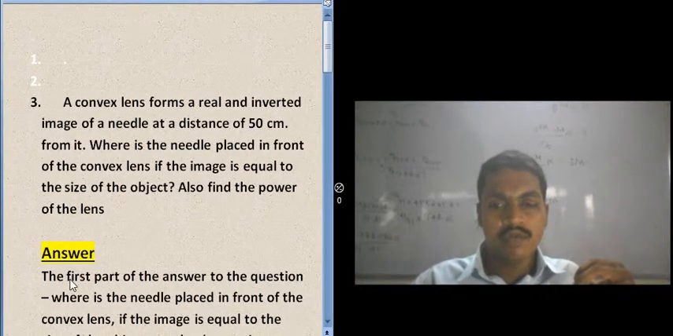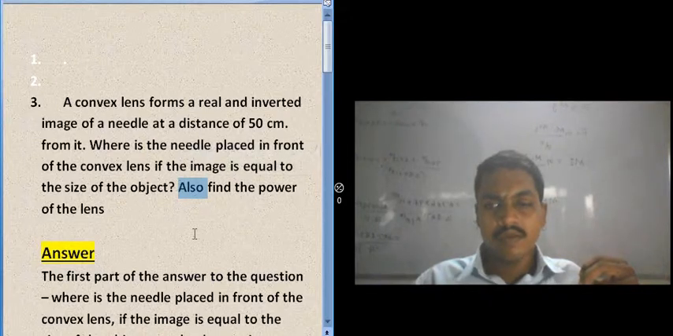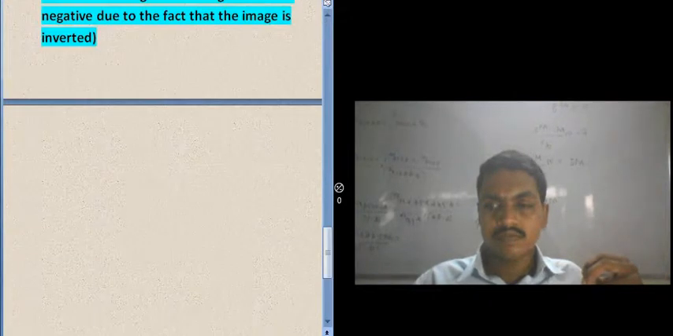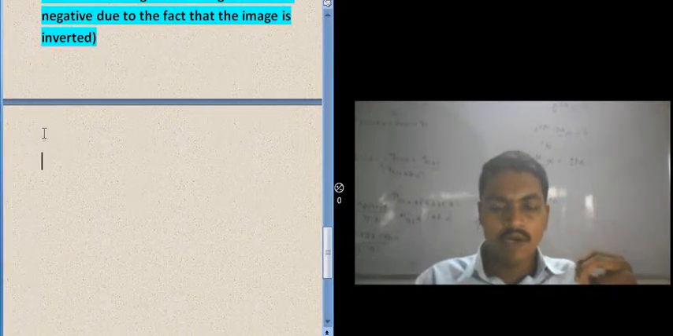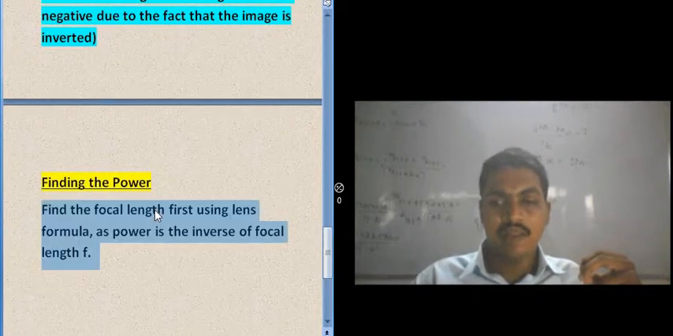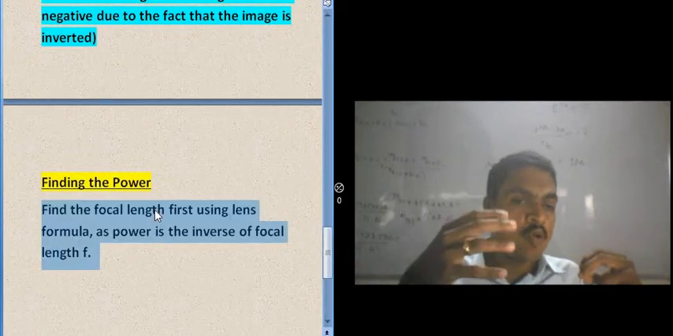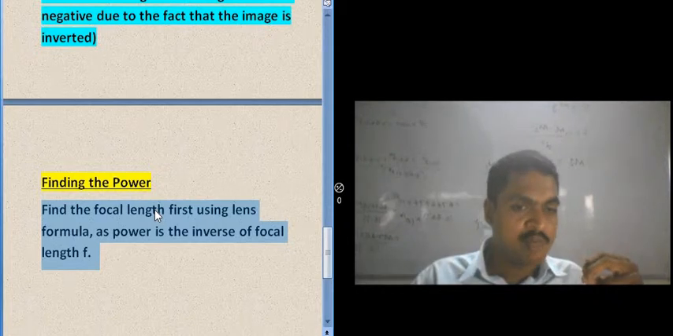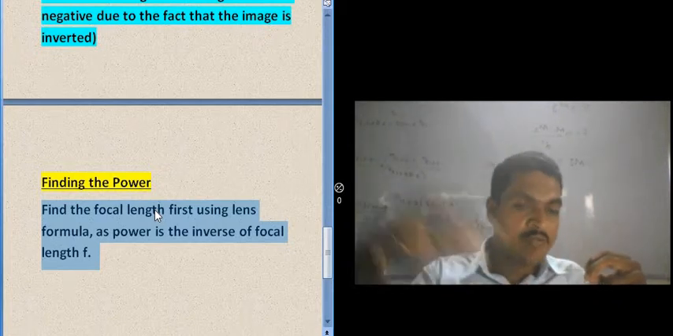the power. If you look at the question here, it says also find the power of the lens. So now we are going to calculate power. In order to find power, first you have to find the focal length, because the power is the inverse of focal length.